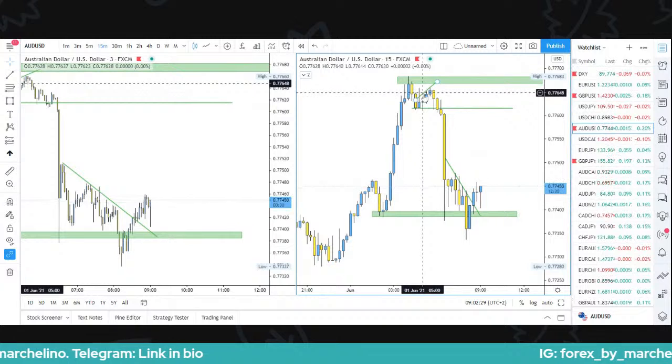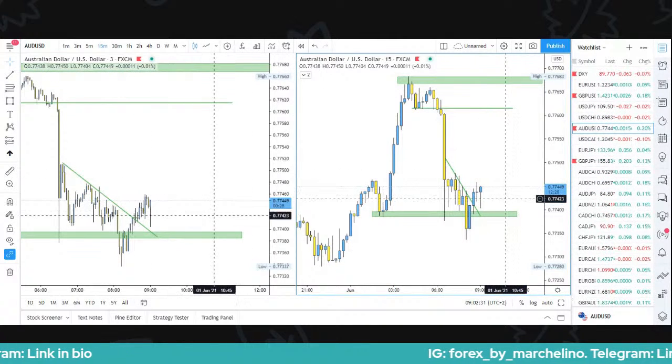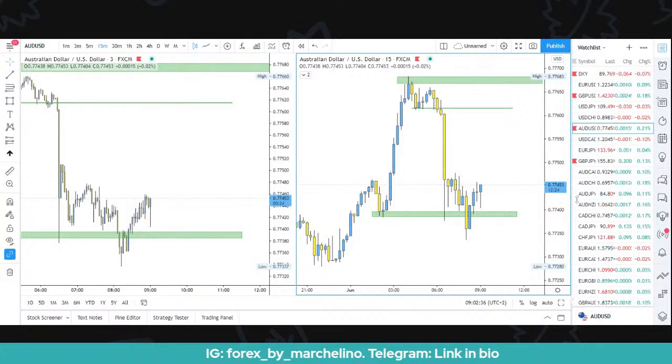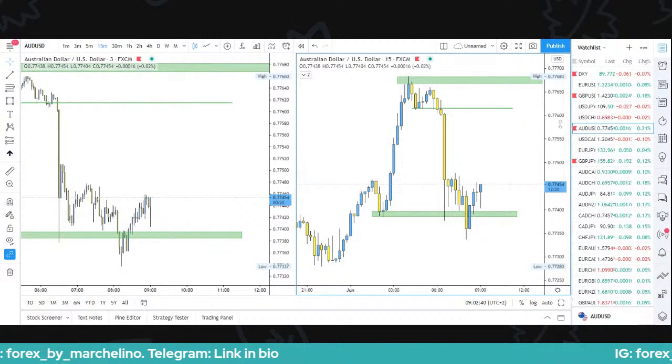So what I'm gonna do now on AUD, I'm gonna be waiting for a momentum candle. I'm quite hacked actually. I'm gonna be waiting for a momentum candle because I can take one more trade.